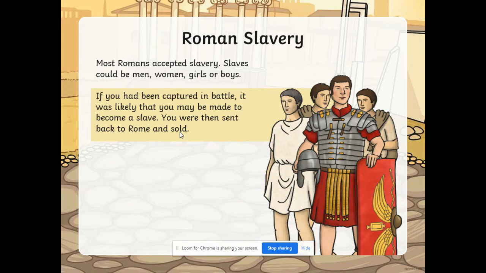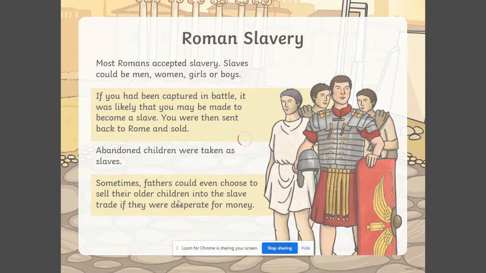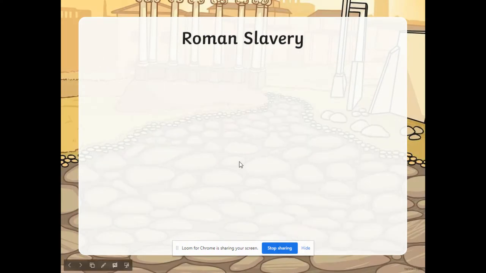If you think of it like any animal being sold in the market, that was the same way slaves were sold. Abandoned children were taken as slaves. So children on the streets were taken as slaves. Sometimes fathers could even choose to sell their children into the slave trade if they were desperate for money.